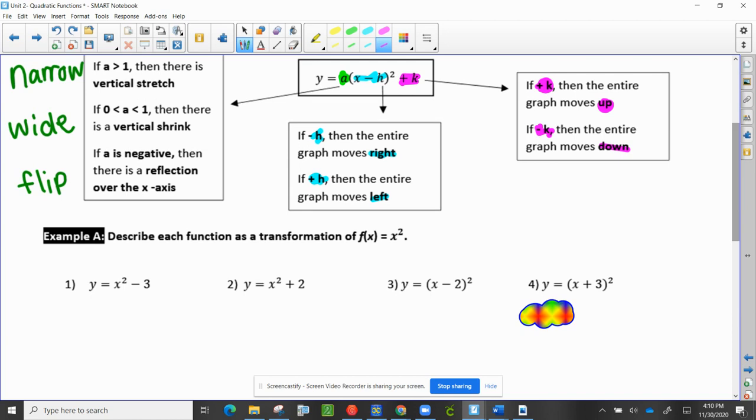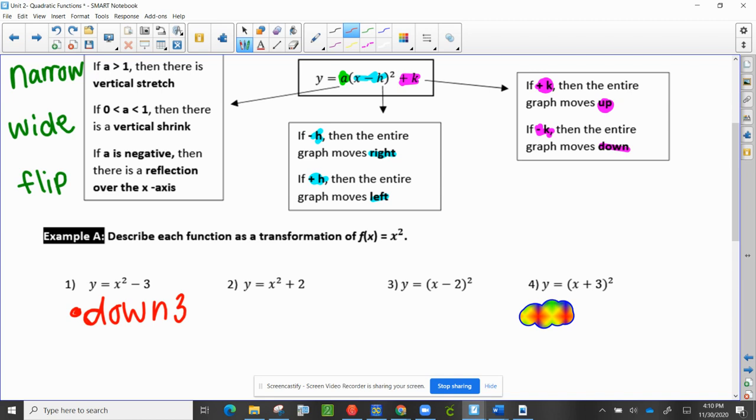I'm going to leave this up here so we can see it for the first couple. But let's look at number one. We have an x squared and then a minus 3. So you see how that minus 3 is outside the squared term? That's this pink section here. That's a vertical transformation. So in this one, this graph, all it does, since it's a minus, it's going to go down by 3. And that's all. That's the only transformation because that's the only number in the problem.